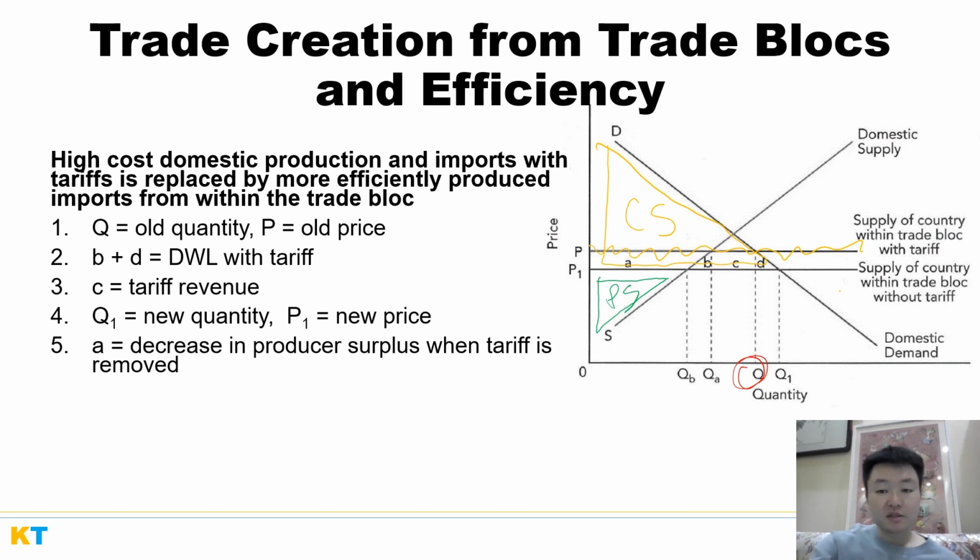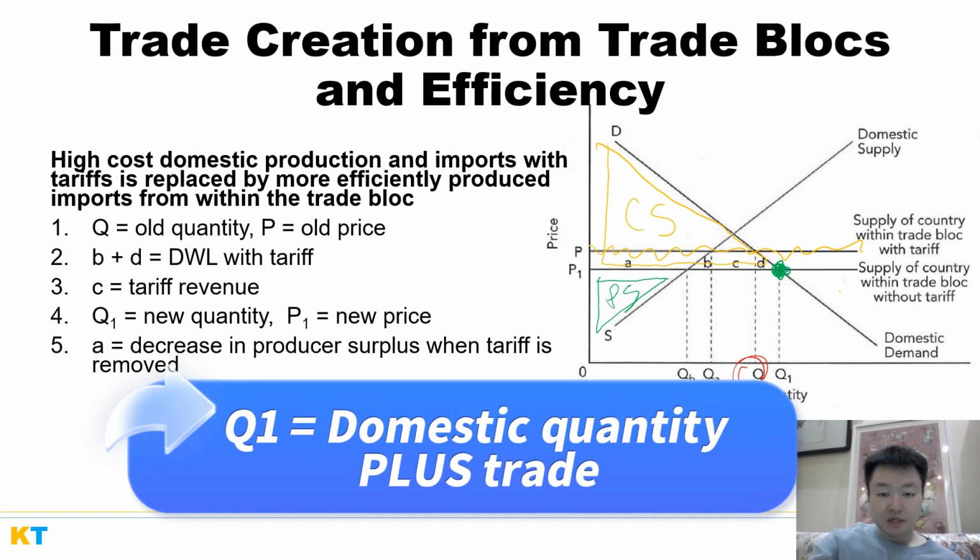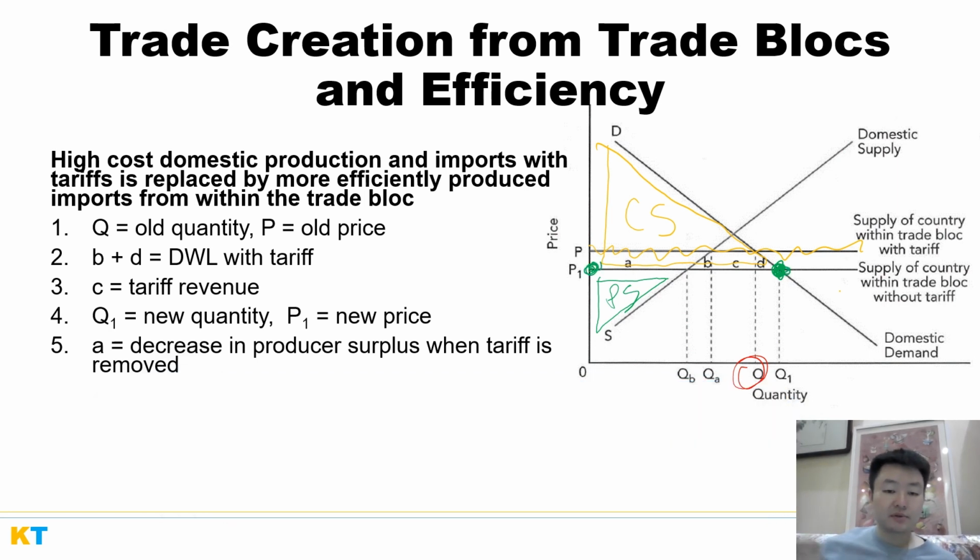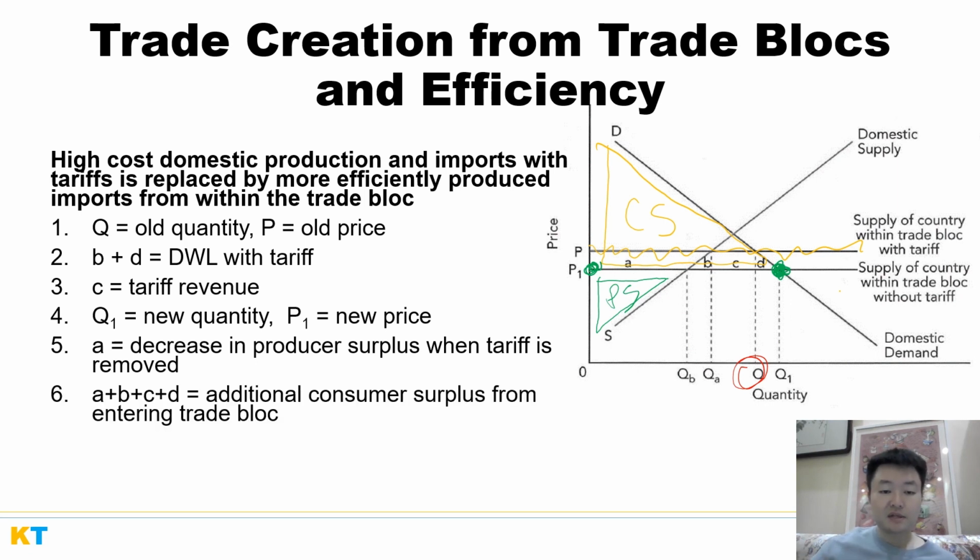Quantity 1 is the new quantity, right? This is the new trade quantity at a price of P1. A is the decrease in producer surplus when the tariff is removed. A, B, C, D is the additional consumer surplus from entering the trade bloc. So yay, that is good.